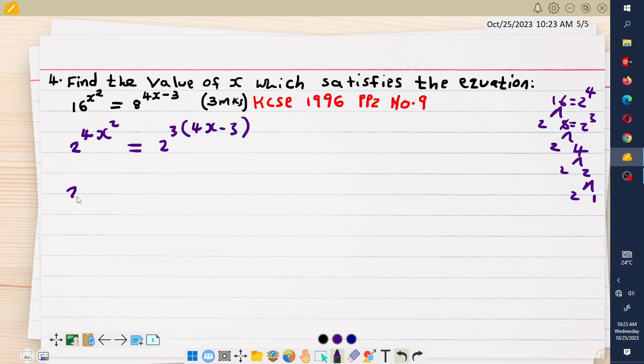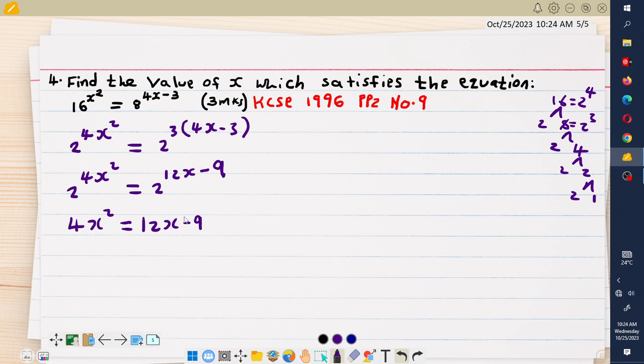So this will be 2 to the power of 4x squared being equal to 2 to the power of 3 by 4, I'll get 12x. Then 3 by 3, I'm going to get negative 9. So 12x minus 9. Because all of them are to base 2, I'm going to drop the bases. Therefore, I'll simply equate the powers. So this one means that 4x squared is equivalent to 12x minus 9.